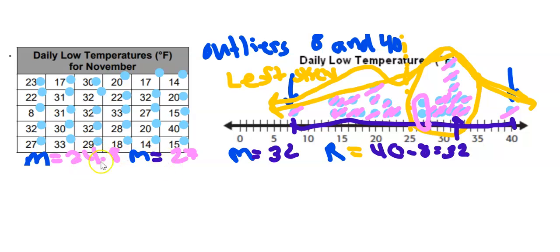Remember, your mean and your median should be relatively close. 24.8 is relatively close to 27. So let's do a quick recap. Our outliers are 8 and 40. We are left skewed. Our mean is 24.8. Median is 27. Mode is 32, and our range is 32.